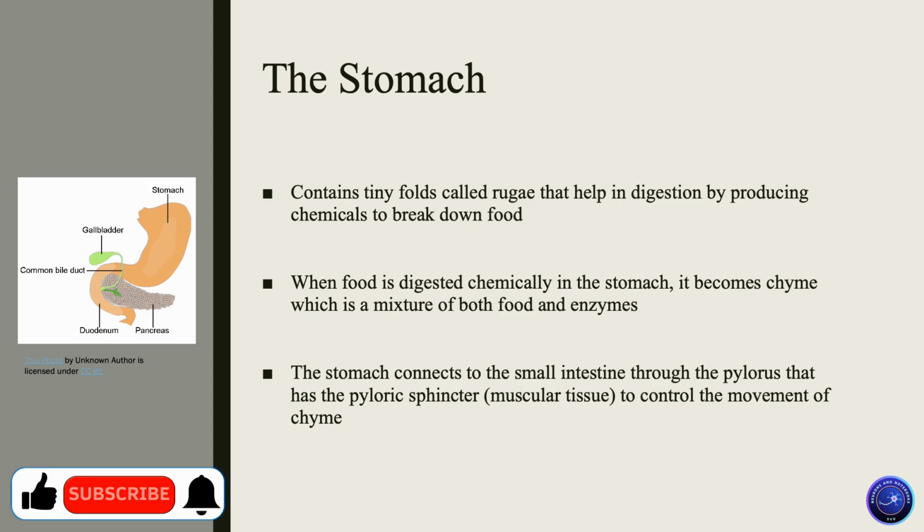Then the stomach connects to the small intestine through the pylorus, which has the pyloric sphincter. And basically, a sphincter is a ring of muscular tissue to control the movement of chyme.